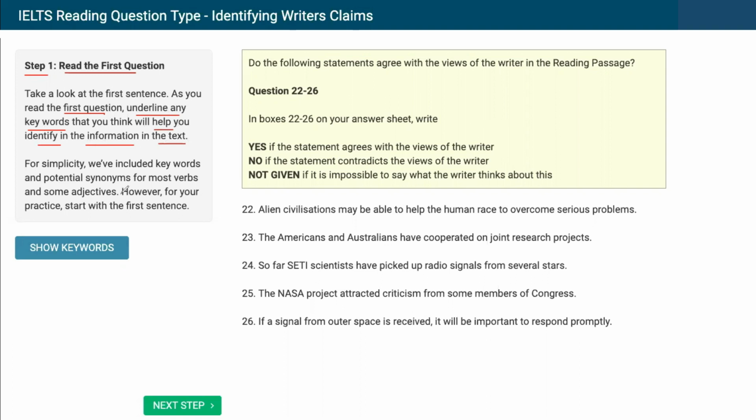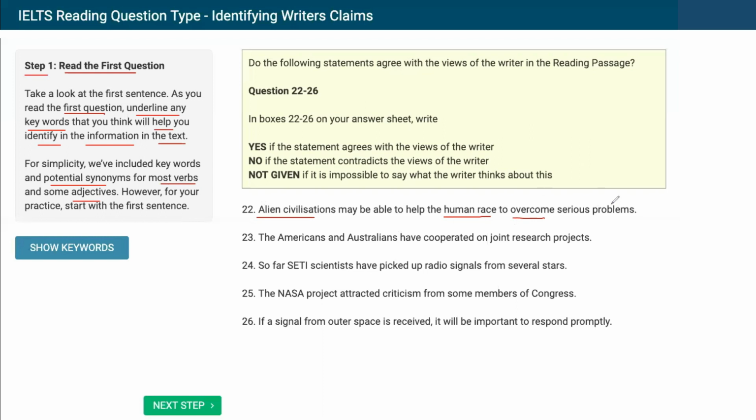Okay, and so we're also going to look at a few potential synonyms for most verbs and some of the adjectives. Okay, so let's look at number 22. Alien civilizations may be able to help the human race to overcome serious problems. So I see alien civilizations. The human race is very specific, and I think the fact that they can overcome serious problems is an important keyword. Now remember, these are the words we're just going to scan for.